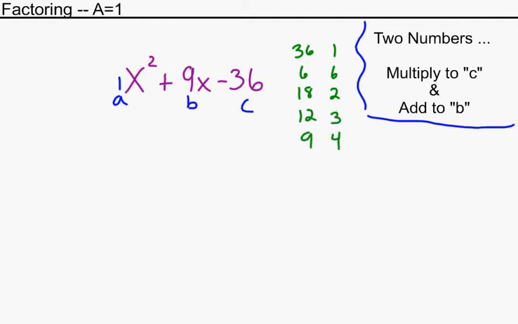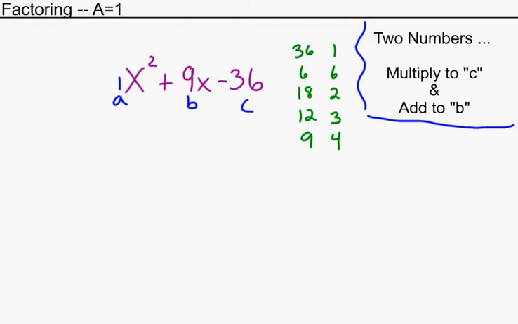There's a whole lot of things that give me 36. The hardest part of these problems is thinking through all these different possibilities. Now I know it's a negative 36, but I want to think, is there any way I can put these pairs of numbers together to get this b value, this 9, using either addition or subtraction, because now I have negatives that I can mess around with.